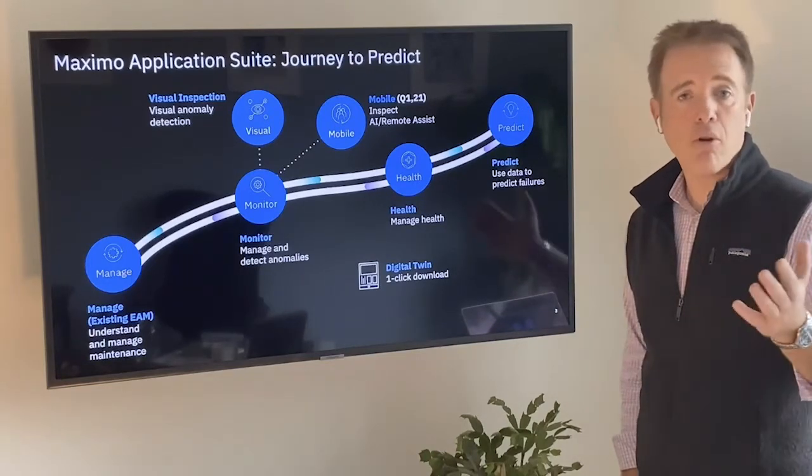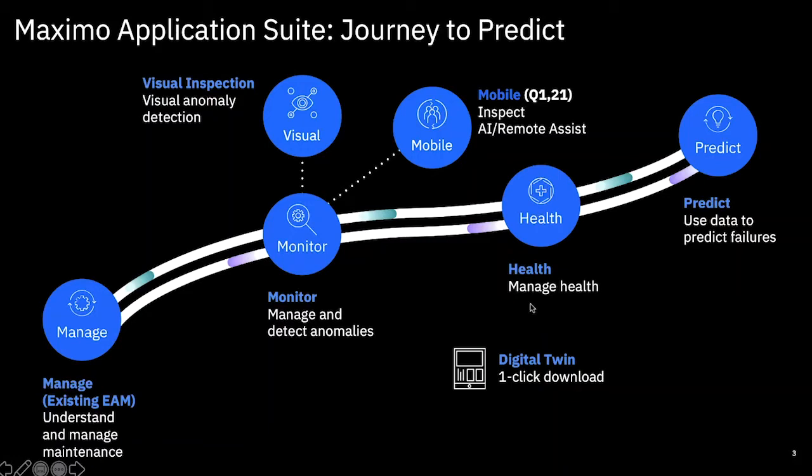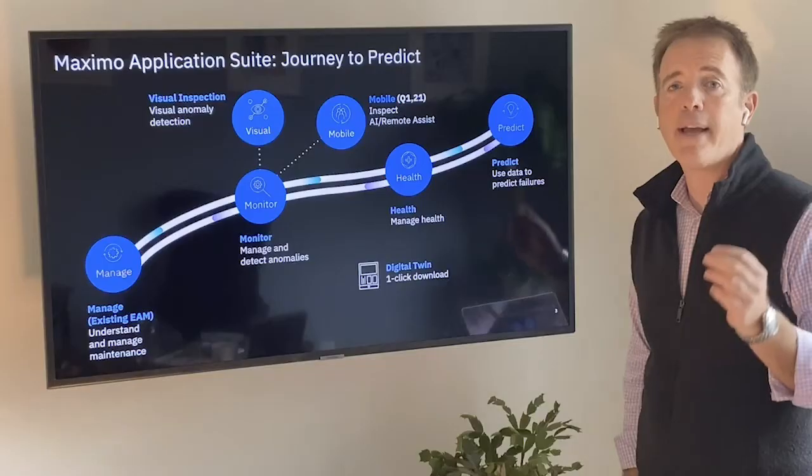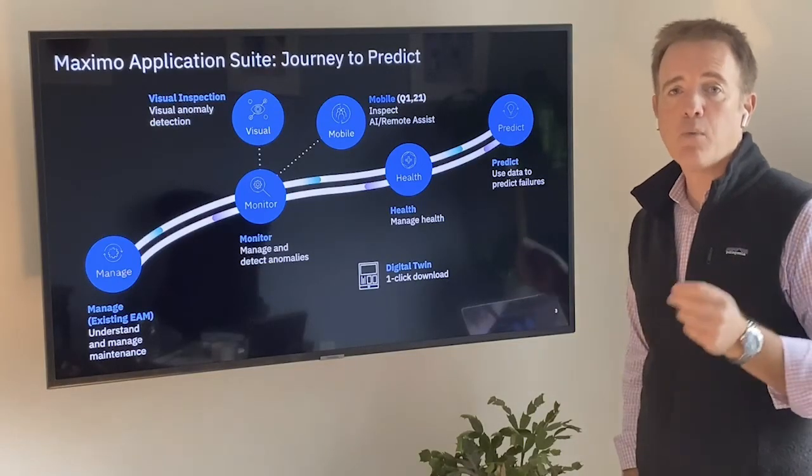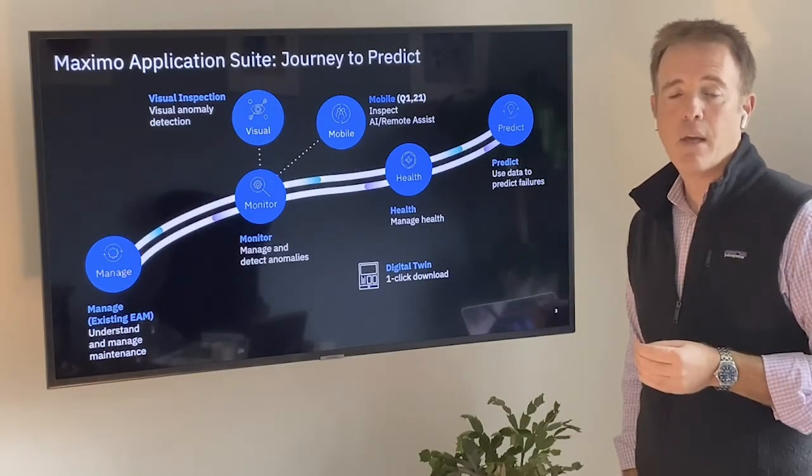We also have a solution called Maximo Visual Inspection that uses AI and cameras to detect failures. This is a critical feature of the Maximo portfolio and has the ability to inspect critical assets and infrastructure to ensure ongoing and optimized operations, as well as safety and performance.